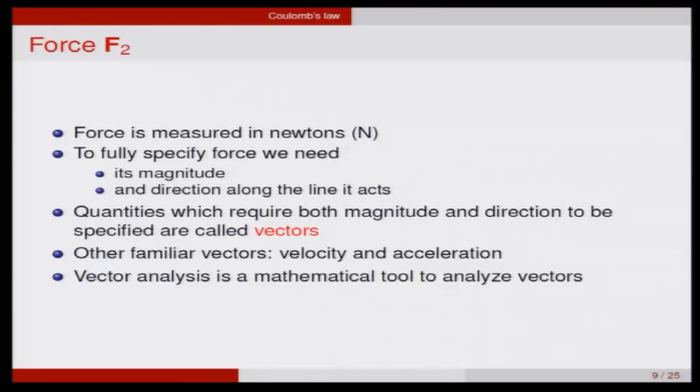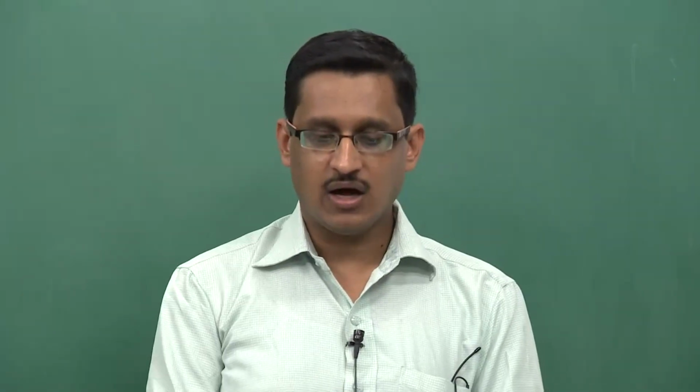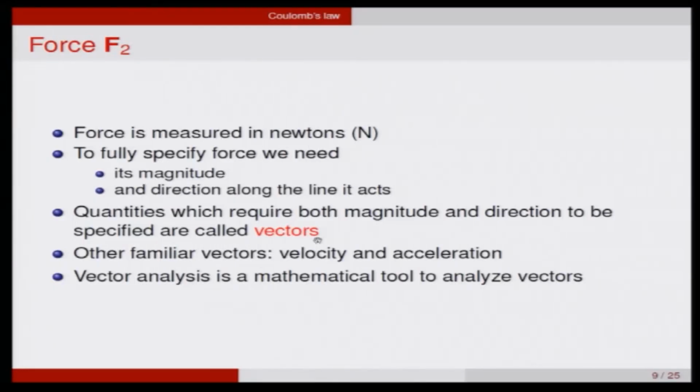Okay. Finally, we have the left hand side of the equation, which is the force F2. The subscript 2 indicates that this is the force experienced by the second charge because of the presence of the first charge, and force, as we have said, is a vector quantity measured in newtons, and the symbol for Newton is capital N. To fully specify force requires magnitude as well as the direction along which it acts. These quantities which require both magnitude as well as a specified direction are known as vectors. You might be familiar with other vectors such as acceleration and velocity.